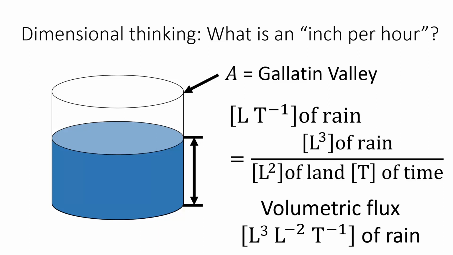In this case, we're talking about a volume of water. So that's a length cubed volume per area of land, length squared, per time. And again, that's an area normalized volume, which is what you get for a length per time. So it's not really a velocity, it's a flux. And a volumetric flux just happens to look a lot like a velocity.